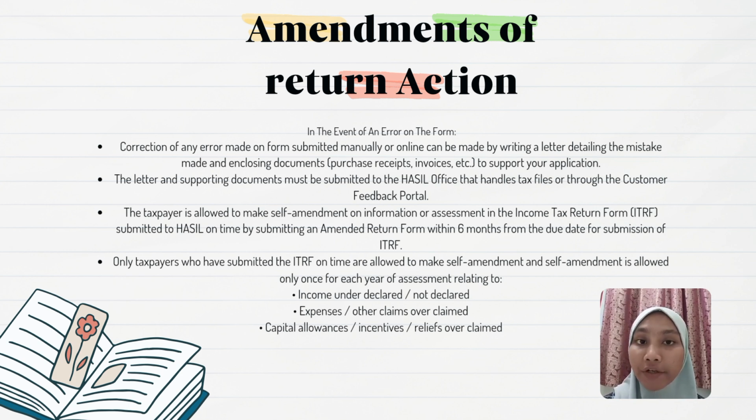First, in the event of an error on the form, corrections of any error made on a form submitted manually or online can be made by writing a letter detailing the mistake made and enclosing documents, purchase receipts or invoices to support your application. The letter and supporting documents must be submitted to the Hasil office that handles the tax file or through the customer feedback portal.